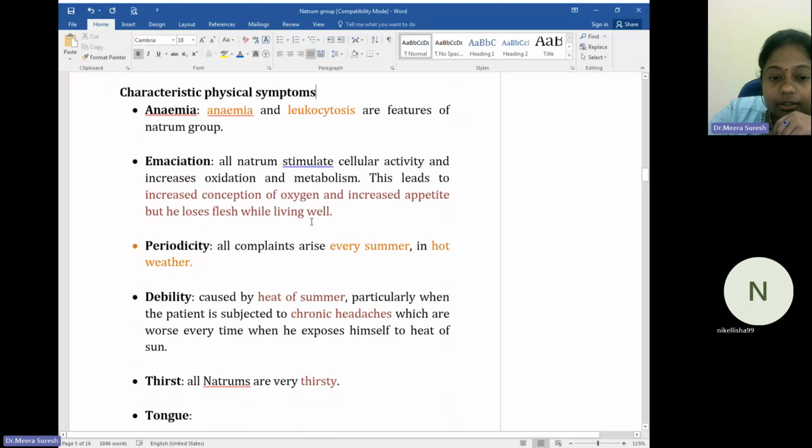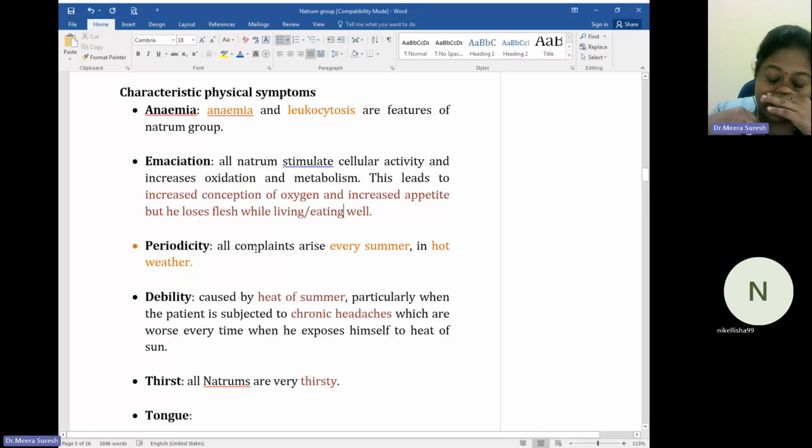Okay. So this feature, loses flesh while living well, or rather eating well, maybe I took it from Boric. Pathologically we can connect this to marasmus or hyperthyroidism, and this is a good remedy for hyperthyroidism. There is periodicity, especially in hot weather or every summer. We can see there is aggravation of complaints.